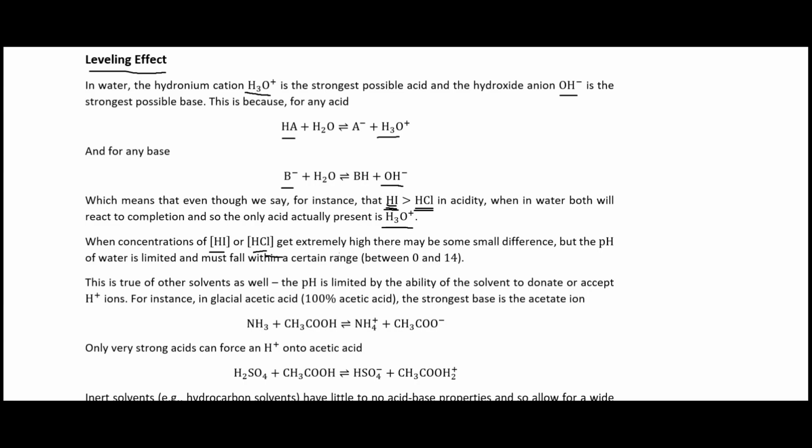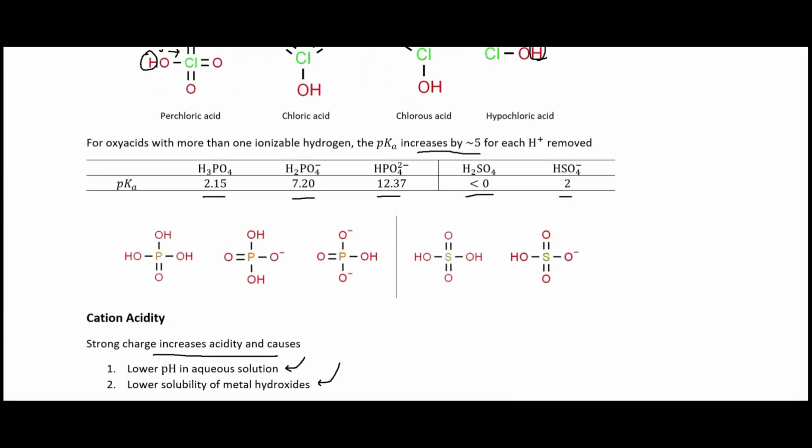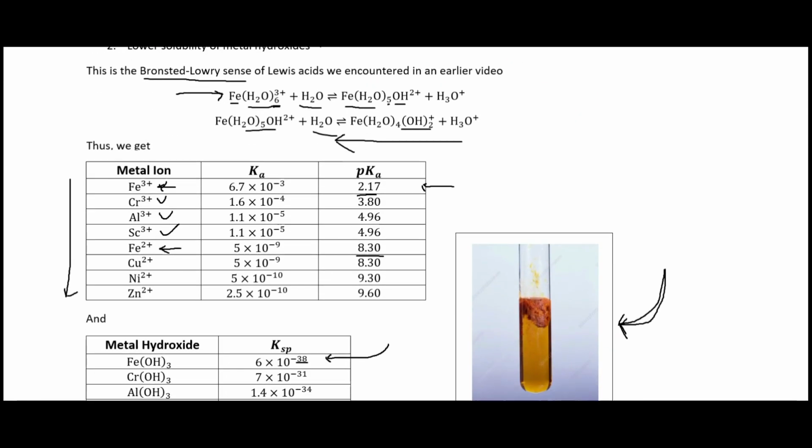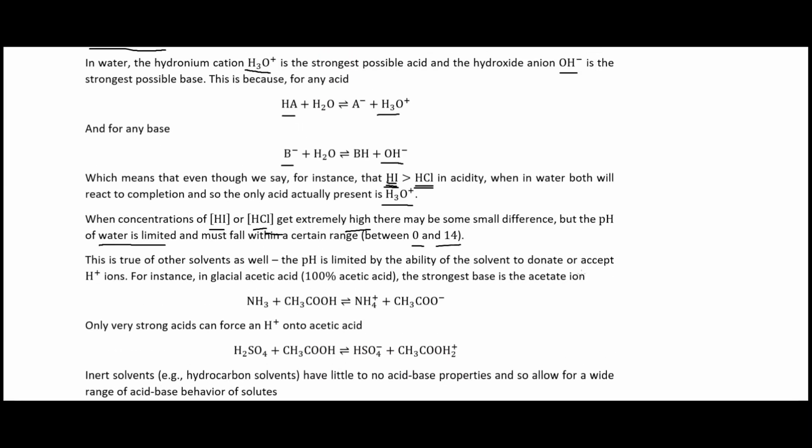So when you get to extremely high concentrations, there could be a small difference, but the pH of water is essentially limited and must fall between pH of 0 and 14, which is why I was saying earlier up here why this has to be said just to be less than 0 rather than putting an actual number on it. But this is also true of other solvents as well, that the pH is limited by the ability of the solvent to donate or accept H plus ions.